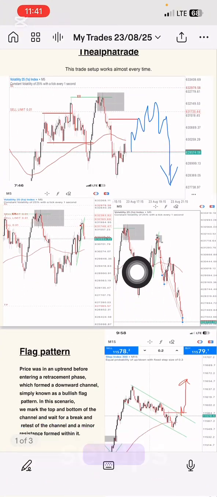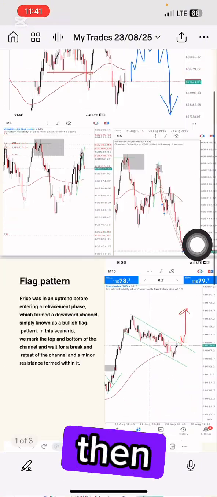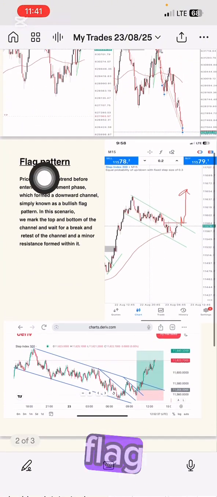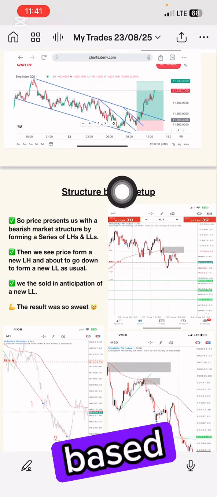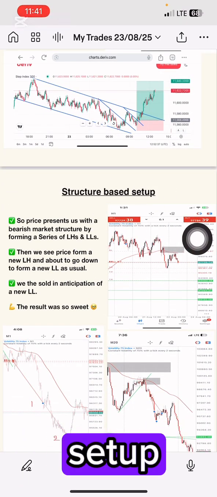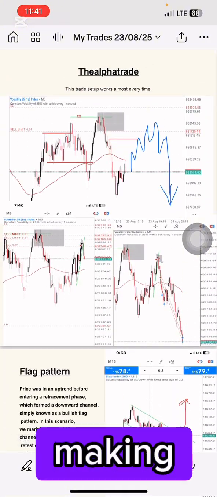These are three different setups, right? This one is liquidity based, right? Then this one is pattern based, flag pattern. Then this one is structure based. You can see this one is structure based setup here. So these are setups I used making profits.